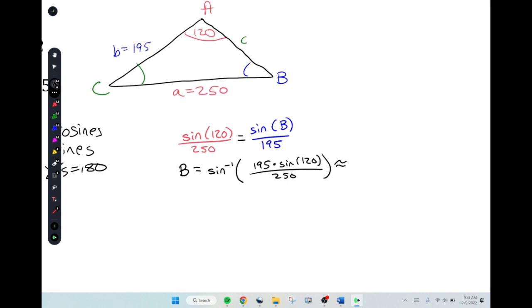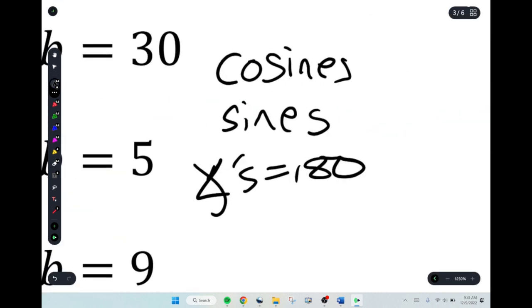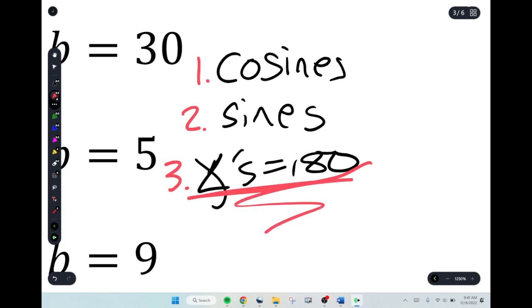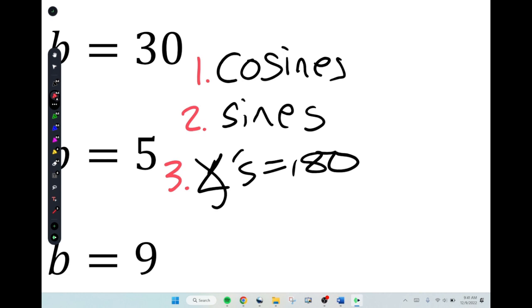If you see a triangle that's not right, your brain needs to think this right here: cosines, sines, angles equals 180. Your brain has to think step one, step two, step three. Your brain has to know the law of cosines, know the law of sines, and say, I want to start here. If I can do three first, I'm going to do it. But hardly ever will it be just start at three. Most of the time it's going to be start at cosines, then hit sines, then hit 180.